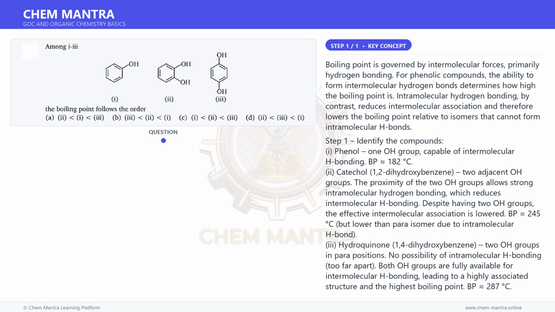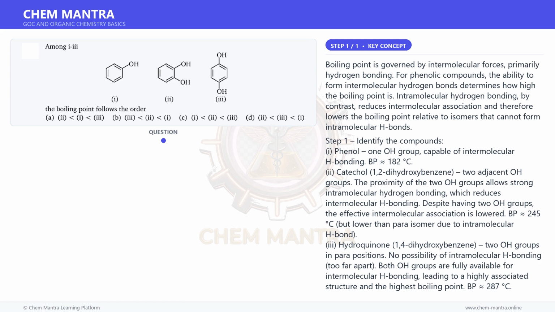Boiling point is governed by intermolecular forces, primarily hydrogen bonding. For phenolic compounds, the ability to form intermolecular hydrogen bonds determines how high the boiling point is. Intramolecular hydrogen bonding, by contrast, reduces intermolecular association and therefore lowers the boiling point relative to isomers that cannot form intramolecular H bonds.